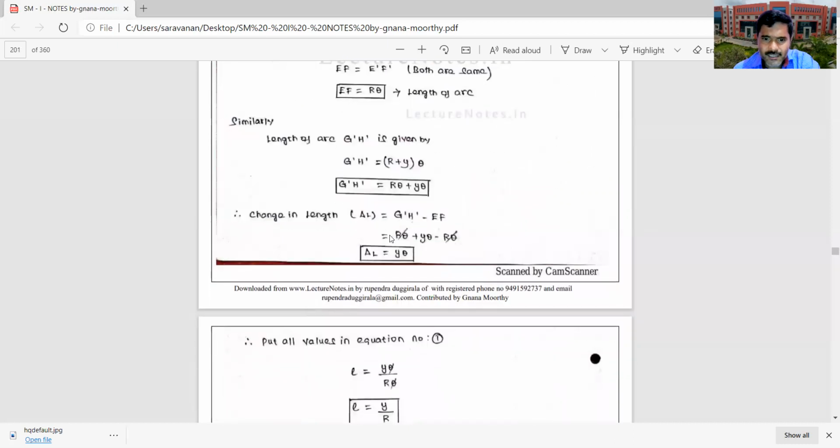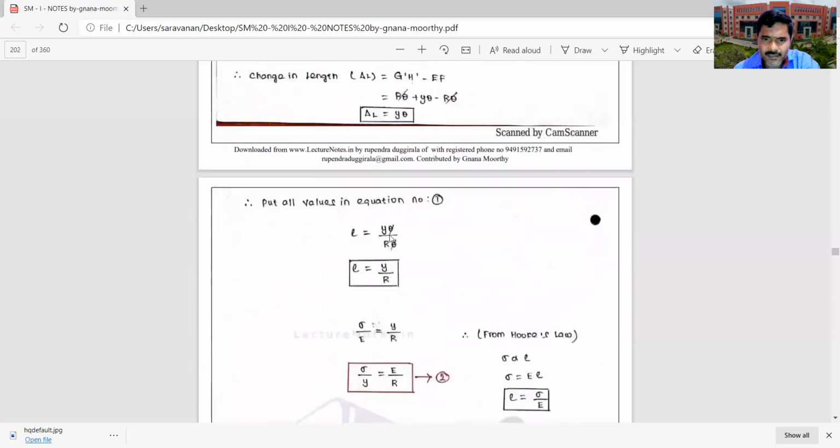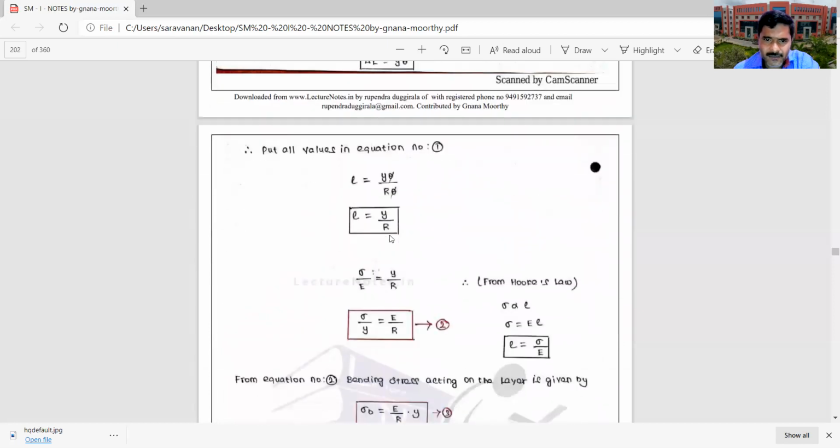So now delta L is Yθ, divided by EF, which is Rθ, right? So change in length divided by original length. Here strain is equal to delta L, which is Yθ, divided by the original length EF, that is Rθ. So here θ gets cancelled, therefore Y by R. Therefore strain is equal to Y by R.